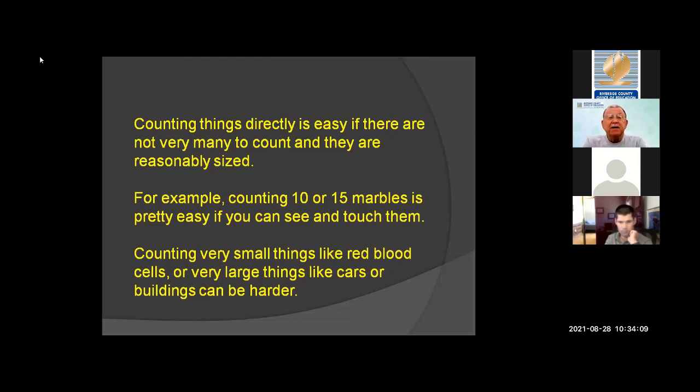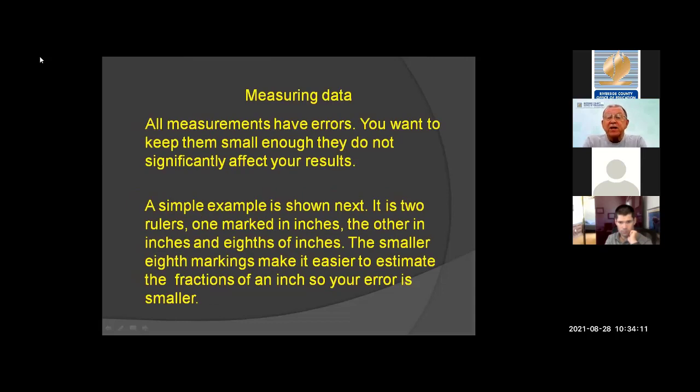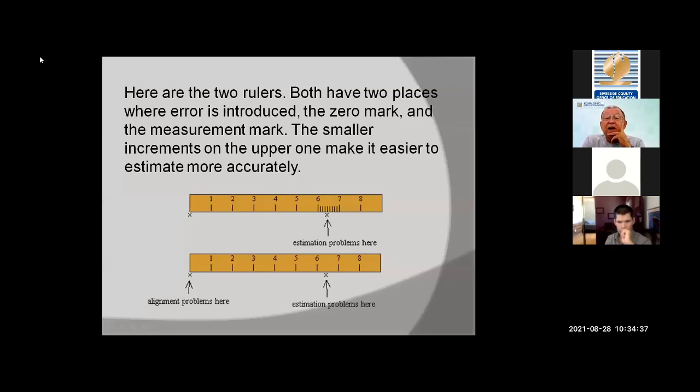One of the issues with measuring things is that all measurement methods have errors, every last one of them. You want to pick a method where the errors are small enough that they don't significantly affect your results. A very simple example is shown next. This is just 2 rulers. One of them is marked in inches, the other's marked in inches and 1/8 of an inch. The smaller 1/8 markings make it a lot easier to estimate the fractions. So if you're trying to measure down there, it's going to work a lot better.